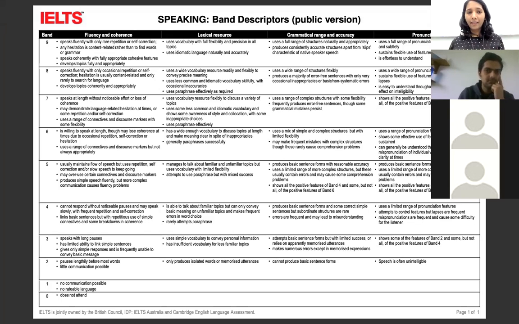Before we do anything for reading, I mean writing or speaking, we look at this very important document, and it's called a band descriptor. All good? This is called a band descriptor. And since you're looking at band 7 and above, let's look at what they are looking for when you are speaking and how you're being marked. You're marked for 4 criteria. First factor is called fluency and coherence.